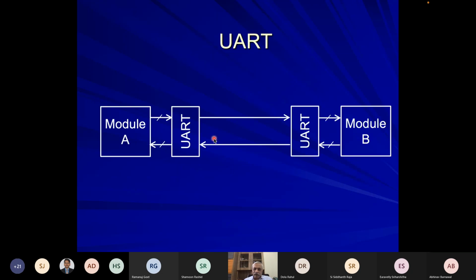In fact, you could have a UART on both sides. Imagine two modules which internally work with parallel data, but for communication, they do it over a serial line, and UARTs would be the interfaces on both sides.